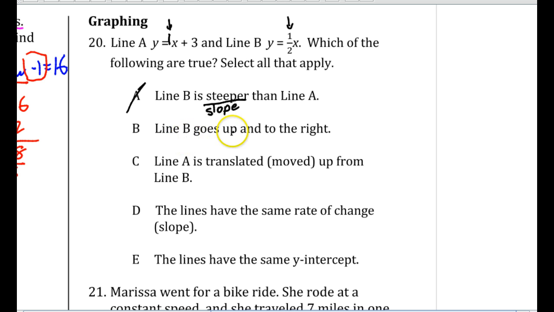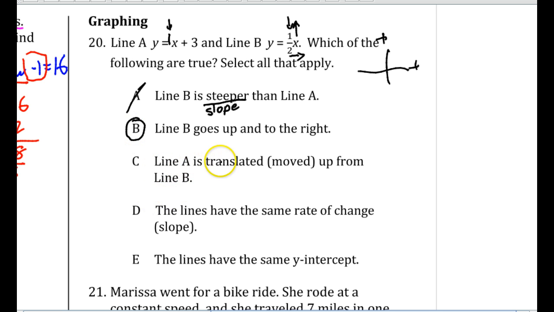Does line B go up and to the right? Okay, meaning if you graph it. So if we graph that, since it's rise over run, it's up 1 because it's positive, and it'd be right 1 since it's positive. So when you're graphing, up and right is positive. So yes, line B does go up and to the right.